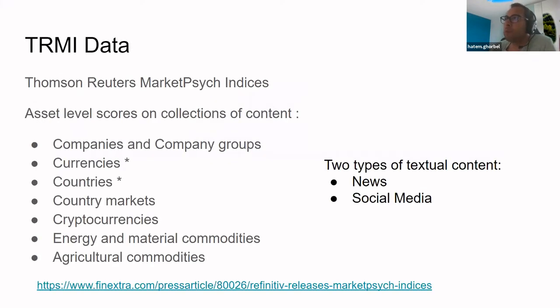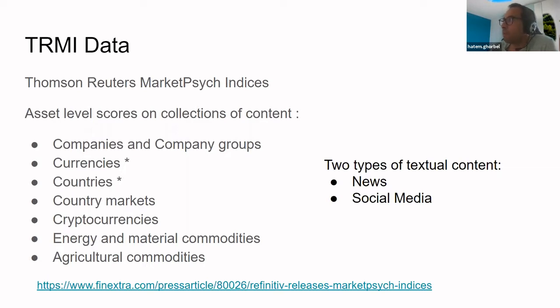So first of all, what is TRMI data? It is the Thomson Reuters MarketPsych Indices. It contains a set of scores on different collections. Collections may be attributed to companies or company groups, or to currencies, or to countries, to country markets, to cryptocurrencies, to energy and material commodities, to agriculture commodities. So these are the seven classes where we can find the data.